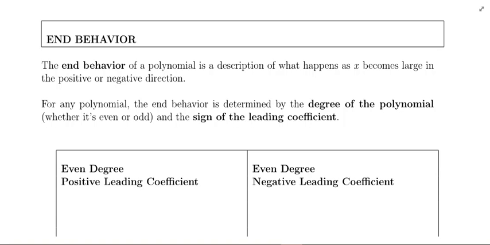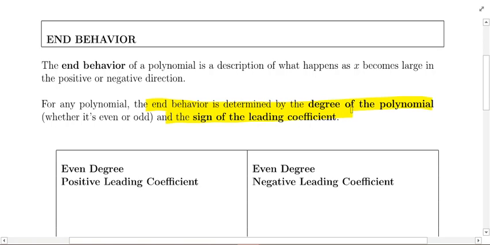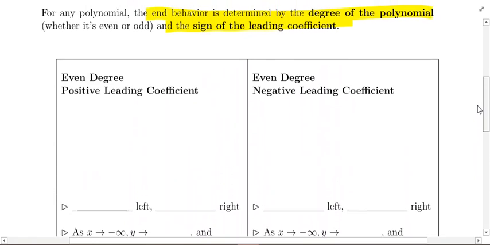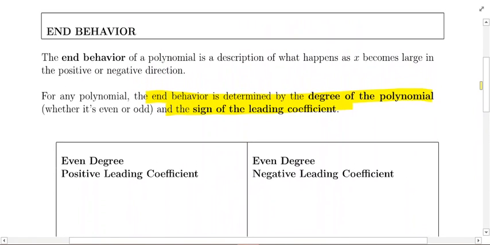All right, so that statement I just read is very, very important. The end behavior of a polynomial is determined by the degree of the polynomial and the sign of the leading coefficient. If you look at the rest of the page here, there are 4 big boxes. There are 4 different possibilities for end behavior. So we're going to go through each possibility one by one. I'm going to draw it out and then we're going to write it down. I'll state how you would write the end behavior of a polynomial.